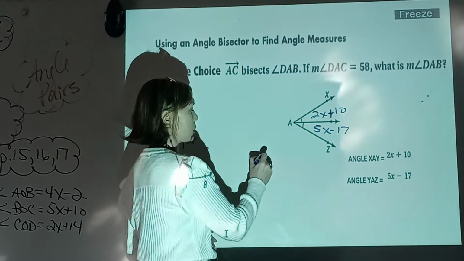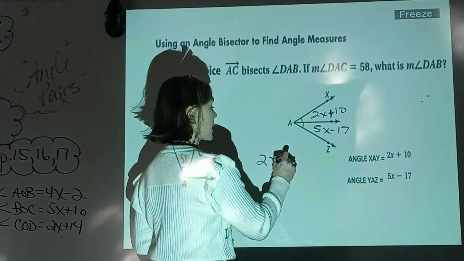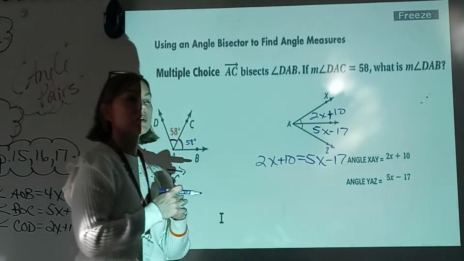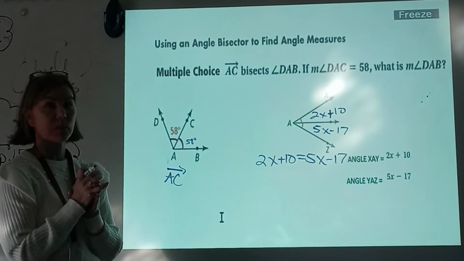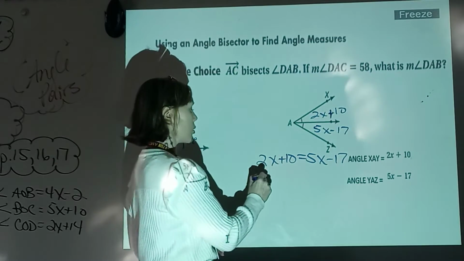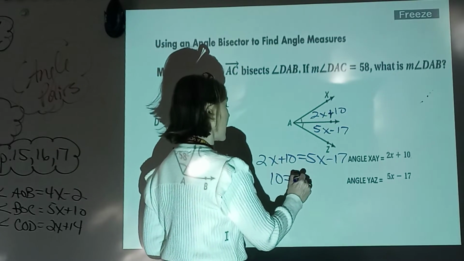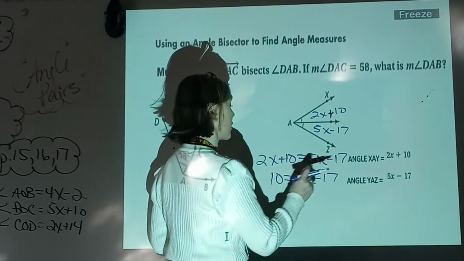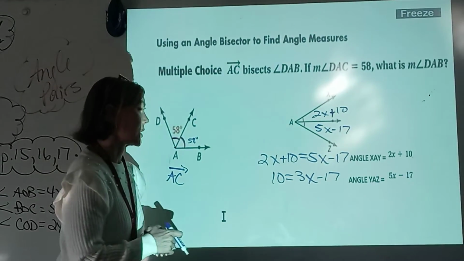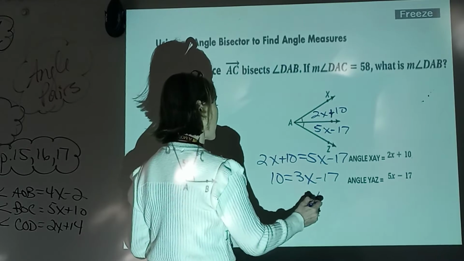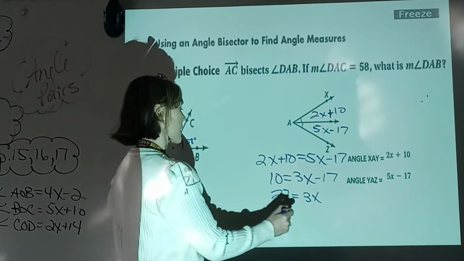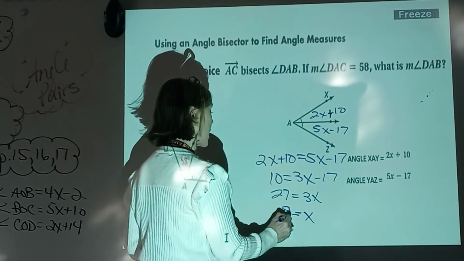We would set them equal to each other. So we have 2x plus 10 equals 5x minus 17, and we would just solve for x. We have variables on both sides. We cannot have variables on both sides. So we're going to subtract 2x from both sides and get 10 equals 3x minus 17. We're going to add 17 to both sides. We'll get 3x equals 27. We're going to divide by 3 on both sides, and x equals 9.